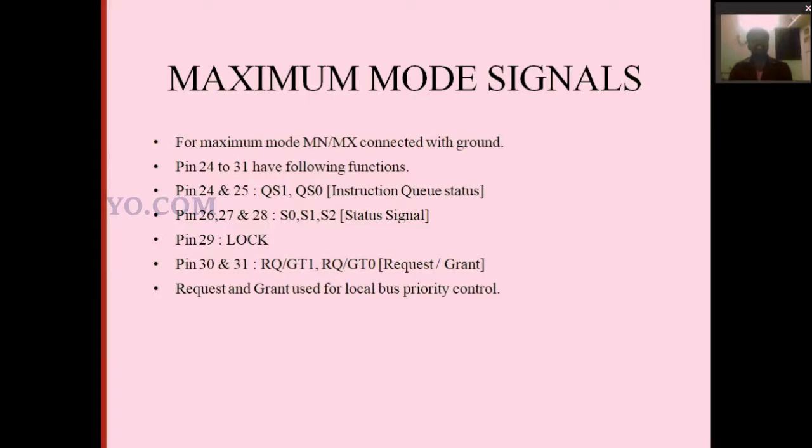The request and grant signals are used for local bus priority control. To occupy the local bus we use the request and grant signals. So these are the maximum mode signals used on pins 24 to 31 of the microprocessor.